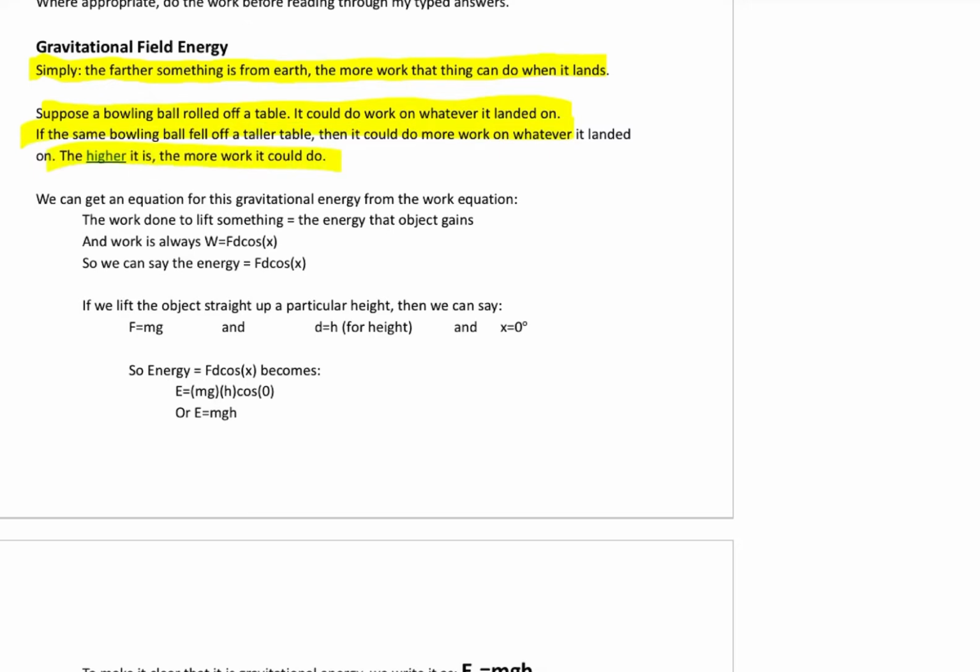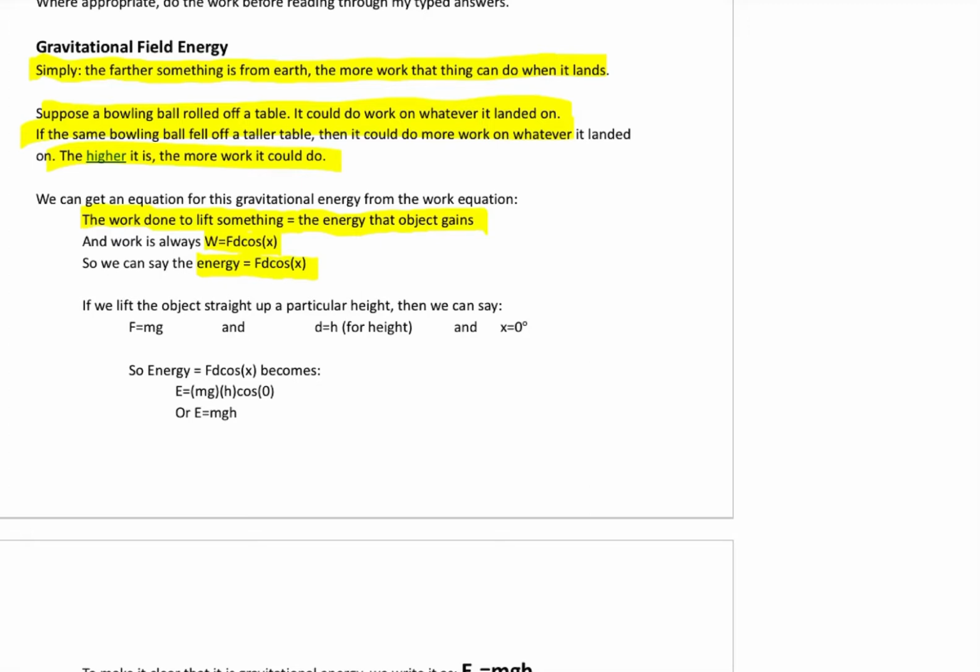We can get an equation. Sometimes it's called the work energy theorem. We say that the work done to do something, in this case we're talking about lifting, the work done is equal to the energy gained. That's a kind of a philosophical statement, but what's powerful about it is we have an equation already for work. So if the energy gained is equal to the work, we can say that the energy is equal to the work equation, FD cosine of the angle.